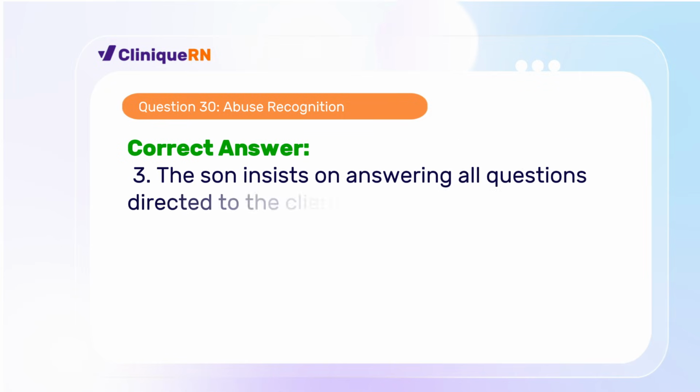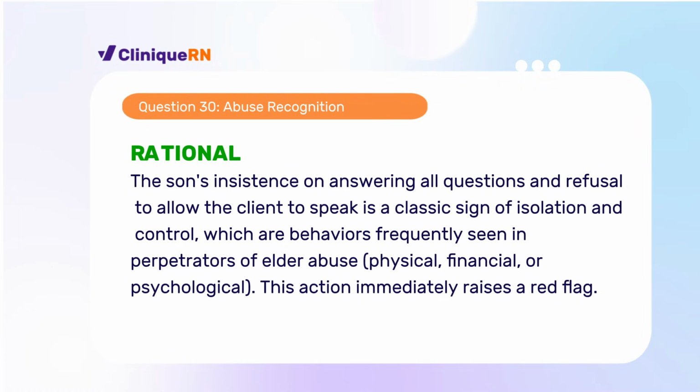The correct answer is 3. The son insists on answering all questions directed to the client. Rationale. The son's insistence on answering all questions and refusal to allow the client to speak is a classic sign of isolation and control, which are behaviors frequently seen in perpetrators of elder abuse, physical, financial, or psychological. This action immediately raises a red flag.